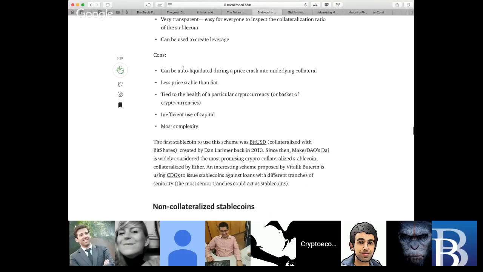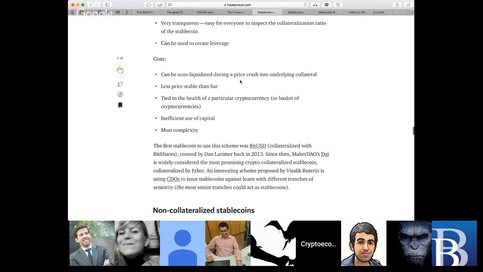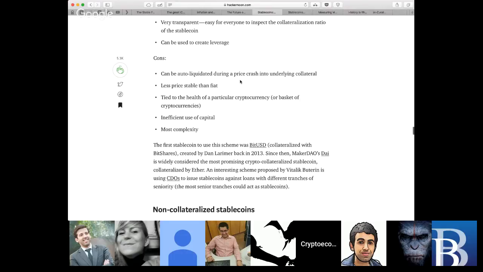The downside of it is that you can be auto-liquidated, and we'll see how that happens. So if there is a crash in the price of the collateral, then the project, the mechanisms will react automatically, and you will be liquidated. Same way with margin trading. If you're margin called during a crash, it's what happens here.